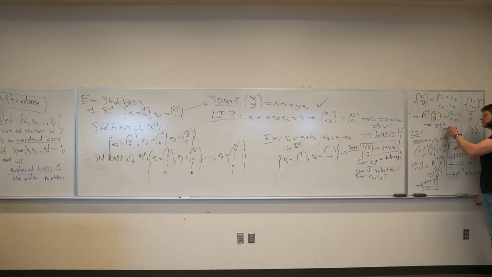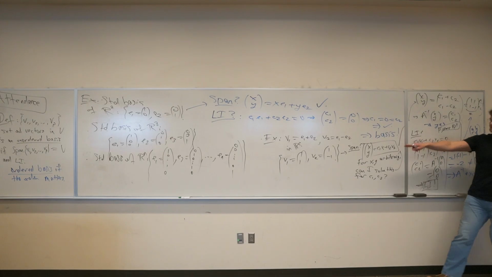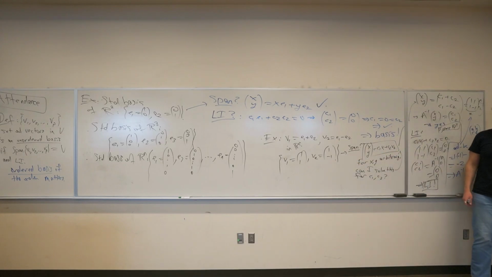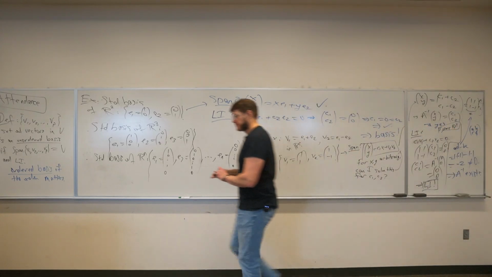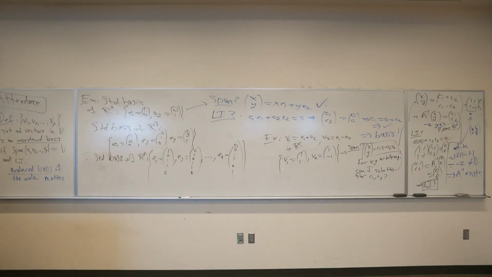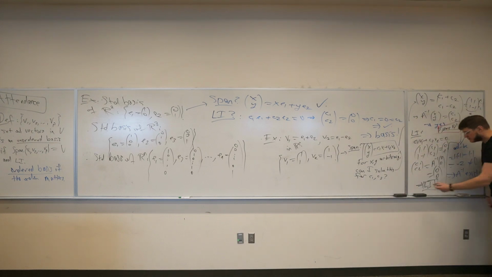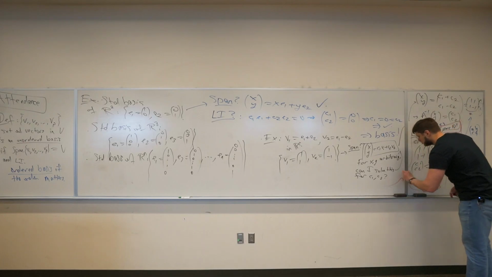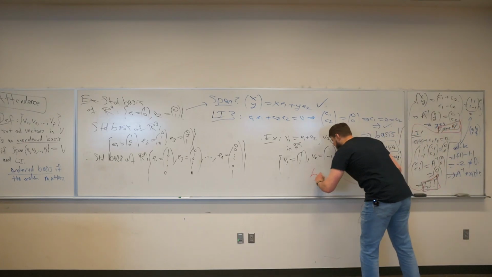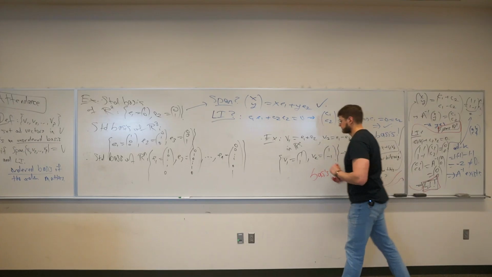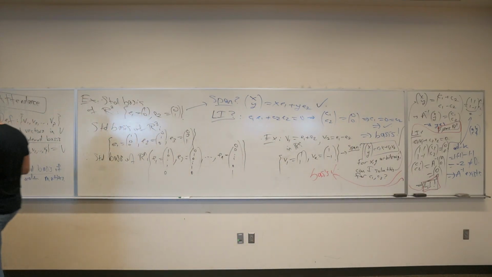So it spans, and it's linearly independent. And at this stage, I can conclude that indeed this new set 2 is a basis. Okay? So you take this, it spans everything, also linearly independent. You need both of these conditions. Okay? So basis. It's a different basis. Okay? Any comments or questions about this?